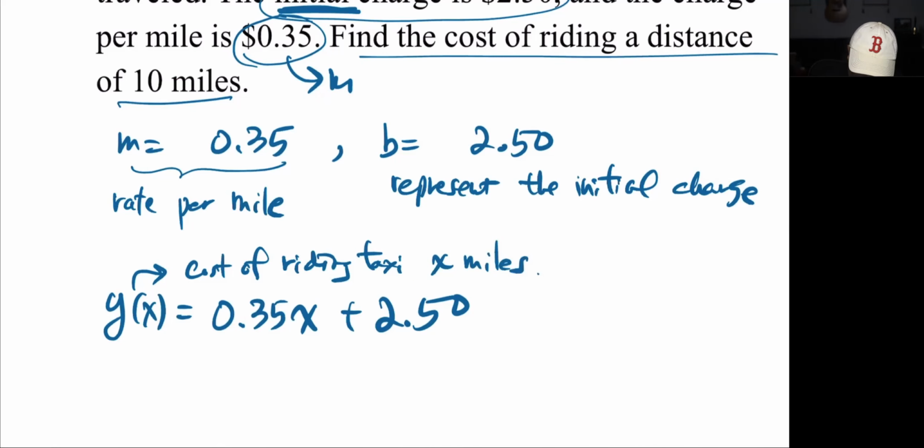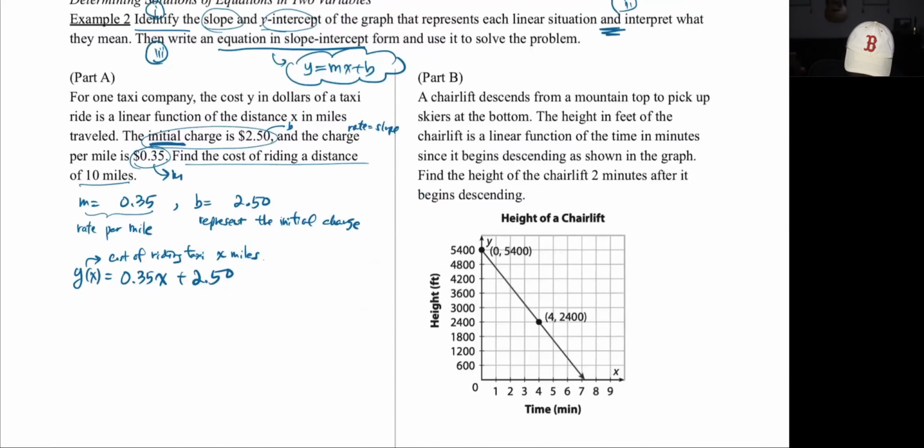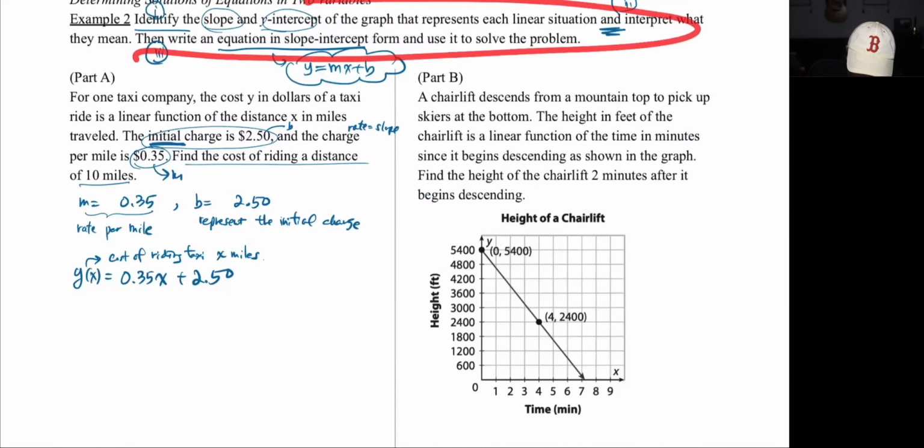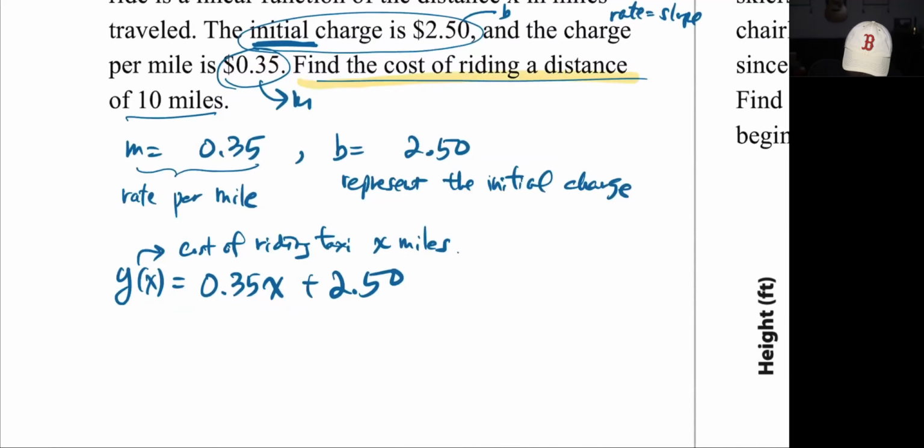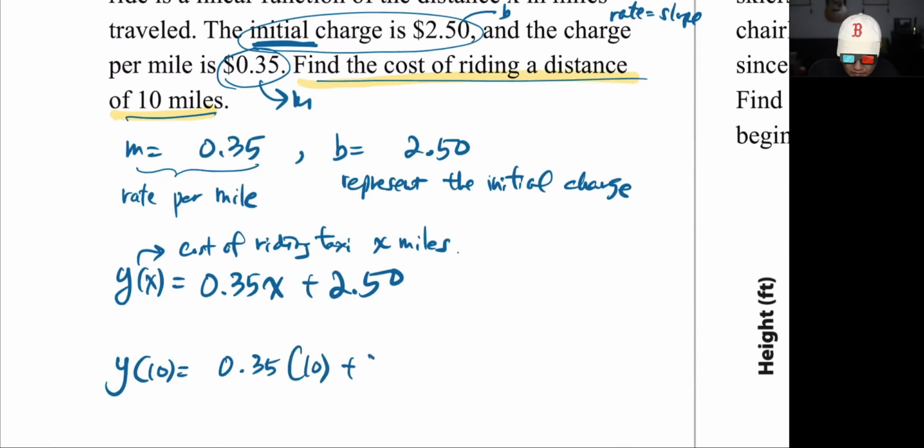Okie dokie. So I think that really answers all the questions over here. Now we have to answer this question: find the cost of riding 10 miles. So that'll be y of 10, isn't it? That'll be 0.35 times 10 plus 2.50. 0.35 times 10 gives you 3.5, plus 2.5, that gives you 6. There you go. So let's interpret what this is saying.